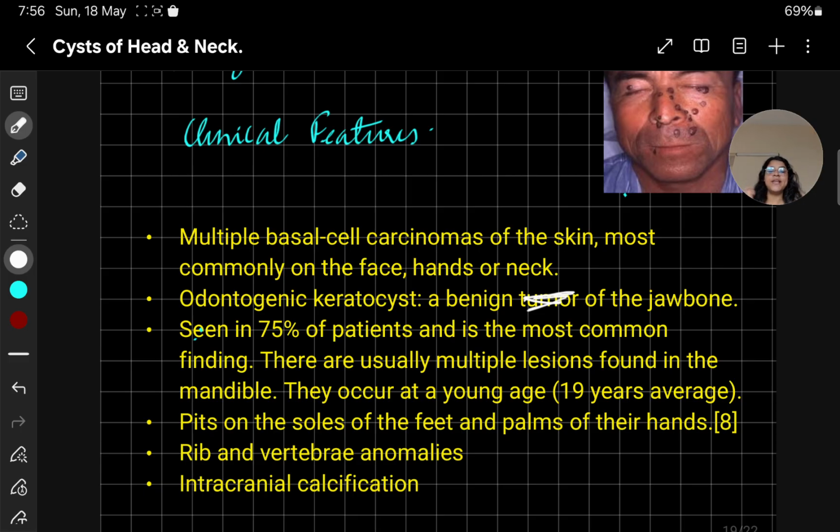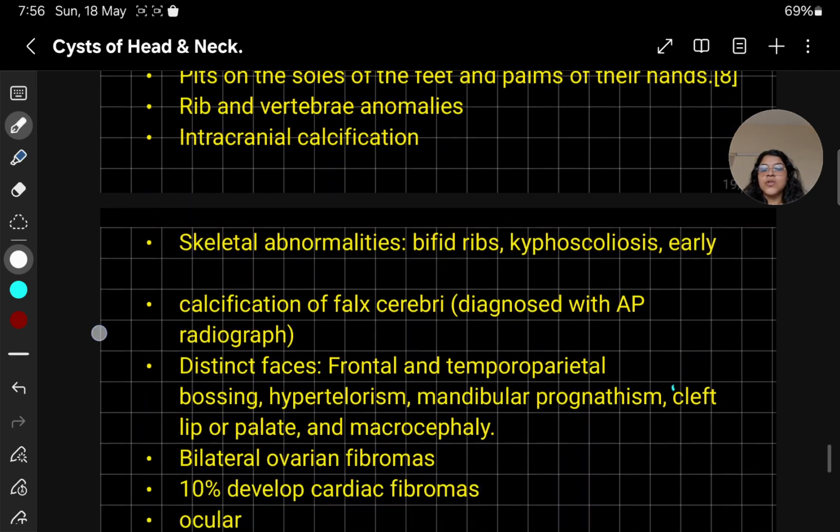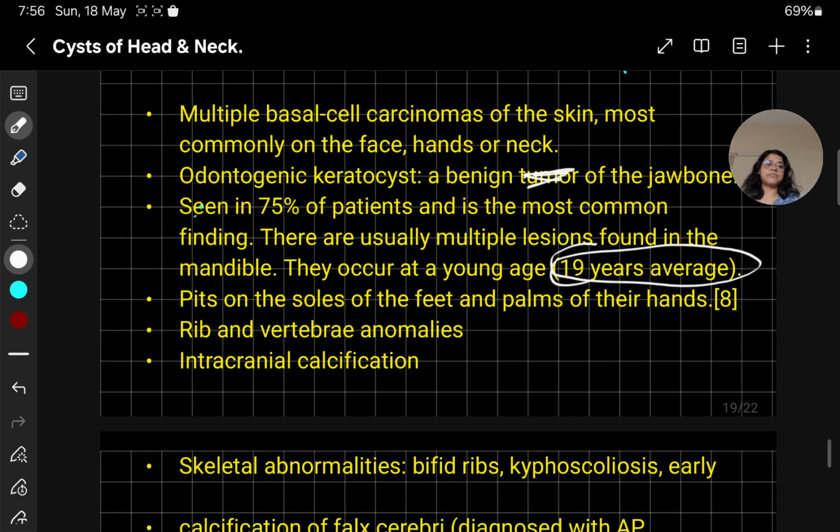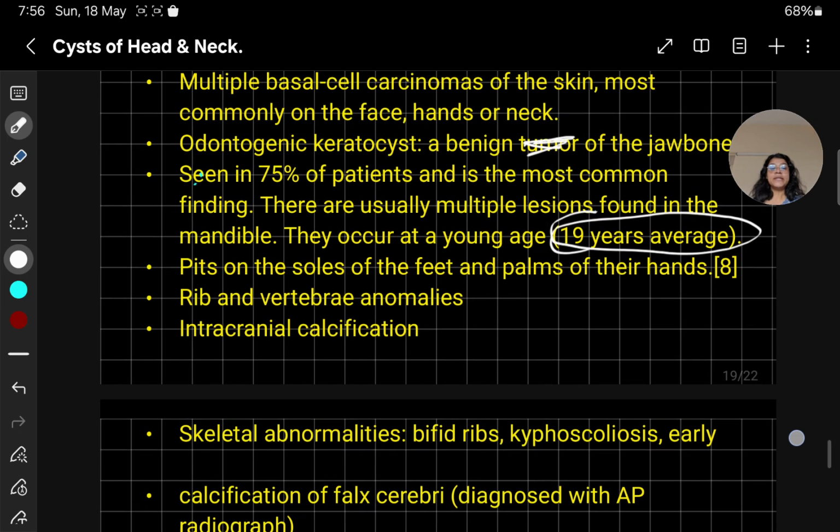There are usually multiple lesions found in the mandible. So you will have satellite cysts present basically and they will grow into another cyst. They occur at a young age, around 19 years. Then pits on the soles of the feet and palms of the hands, rib and vertebral anomalies and intracranial calcification. So this is what you see: pits on the soles of the feet and palms of the hands, rib anomalies, vertebral anomalies, kyphosis. Intracranial calcification: the falx cerebri could calcify early or later in life.